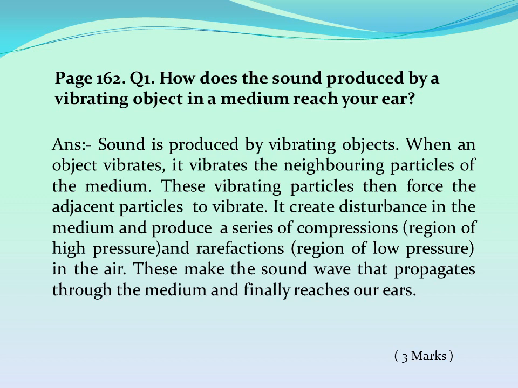Page number 162, question number 1. How does the sound produced by a vibrating object in a medium reach your ear? Answer. Sound is produced by vibrating objects. When an object vibrates, it vibrates the neighboring particles of the medium. These vibrating particles then force the adjacent particles to vibrate.